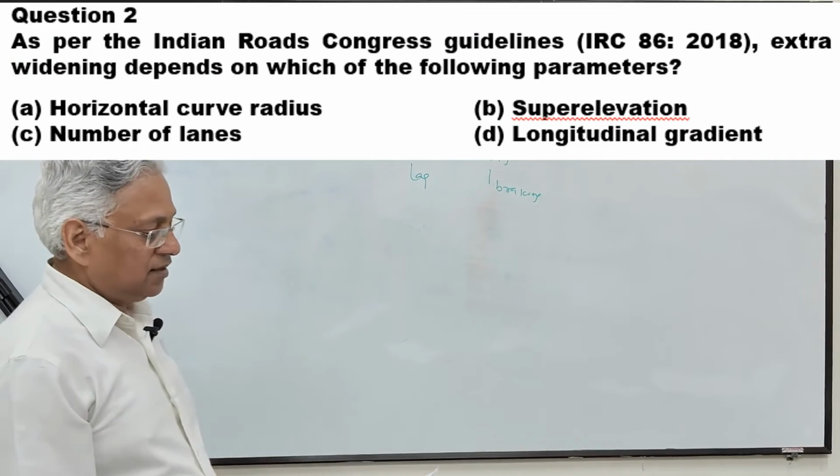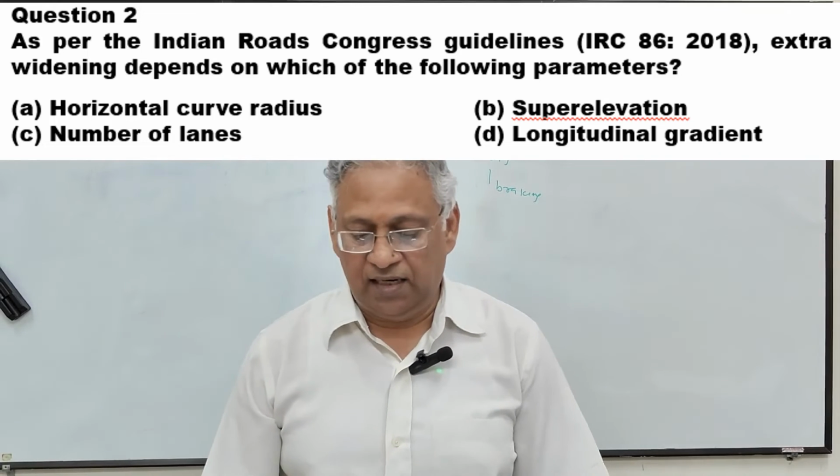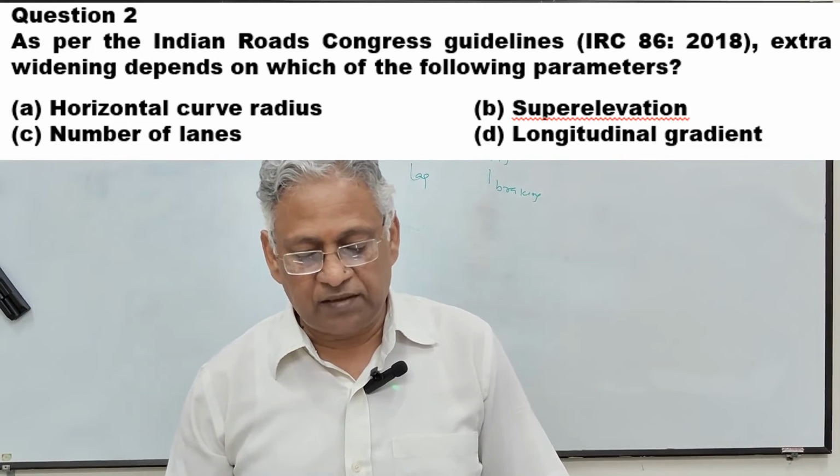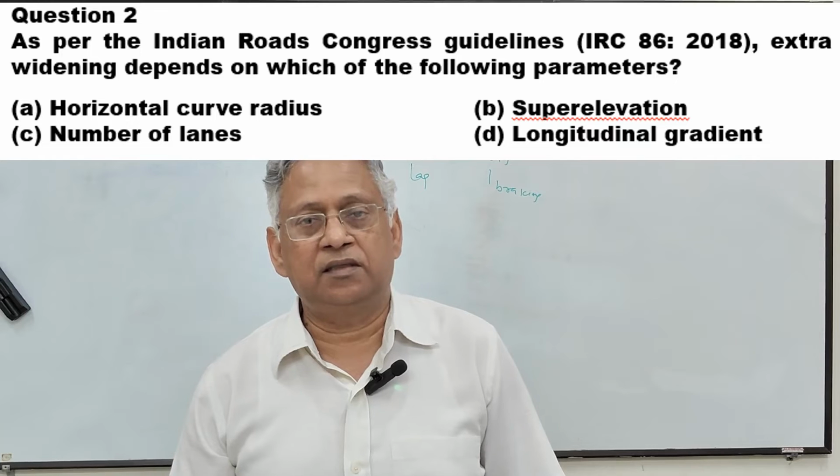The second question is, as per IRC guidelines, extra widening depends upon which of the following parameters?